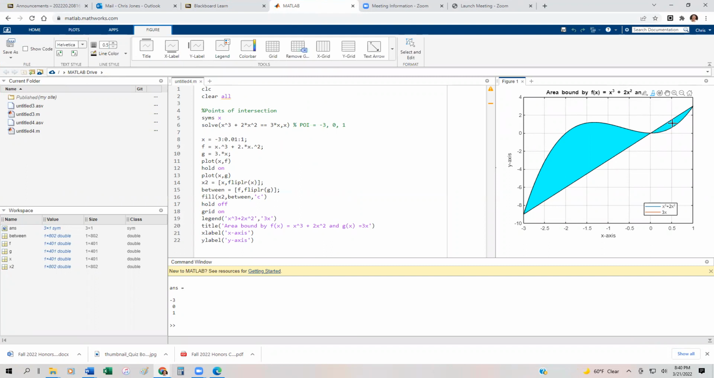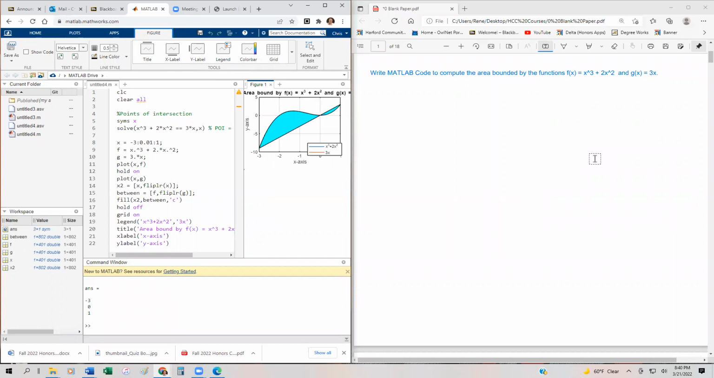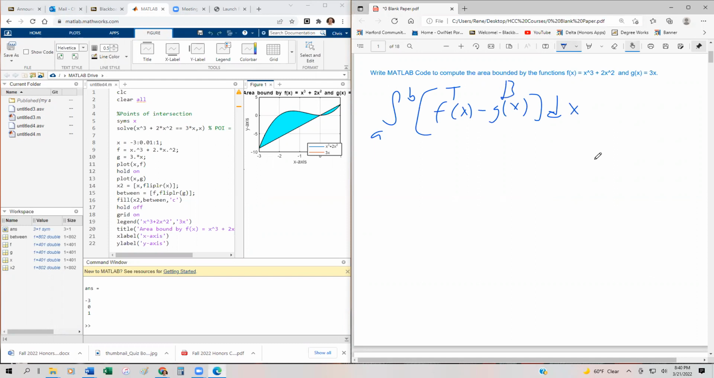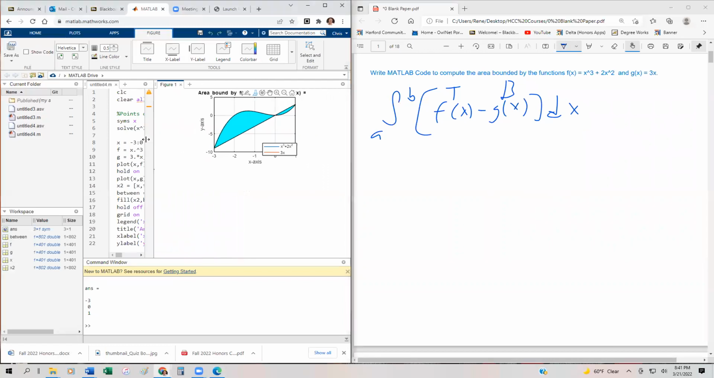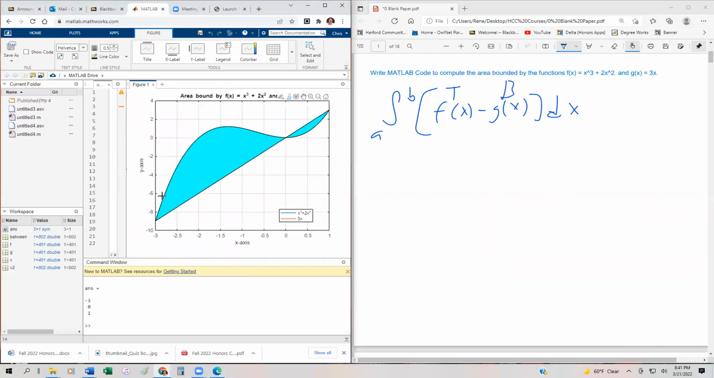Now, remember, when you're dealing with two areas, like in this picture, the equation that we're going to use for the area bound by two curves is the integral from a to b of f of x minus g of x dx. Remember, f of x is the top function or the larger function, and g is the bottom function. There are actually two areas that we have to compute in this problem. For area 1, the top function, the larger of the two, is the cubic minus the linear.